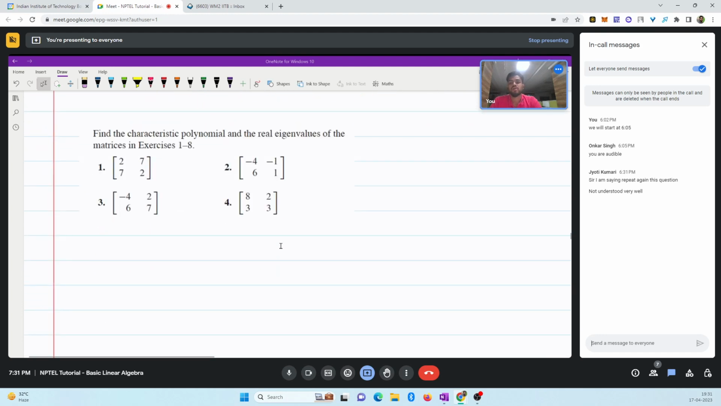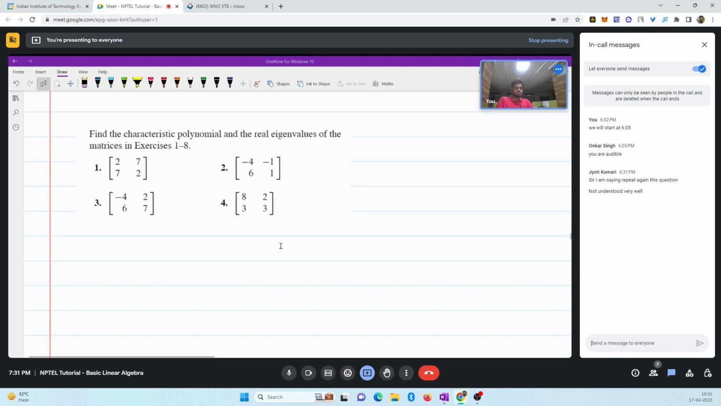These are again very simplistic questions. I want you to quickly do it and tell me the answers for each and every part. So you need to find the characteristic polynomial for these matrices. What is the characteristic polynomial? It is the determinant of A minus lambda I.